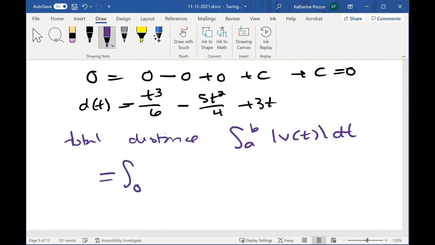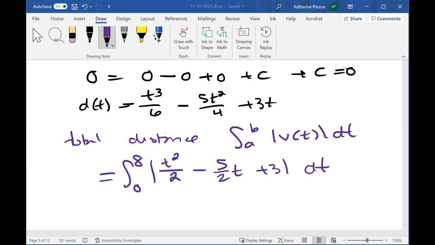So I'm going to integrate from 0 to 8 the absolute value of that velocity function, which was t squared over 2 minus 5/2 t plus 3. And I'm going to just put that in decimals. Put those absolute value bars around it. Let me do it. I'll do it once today.